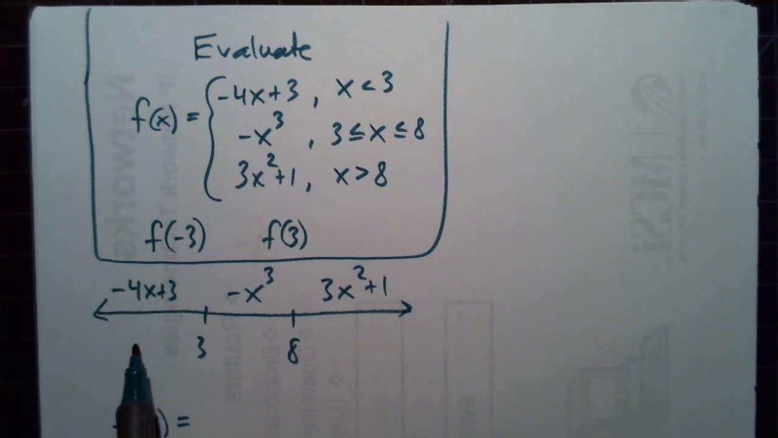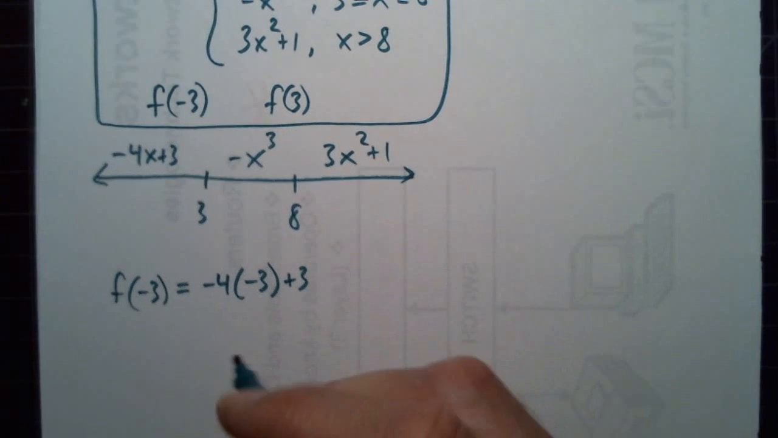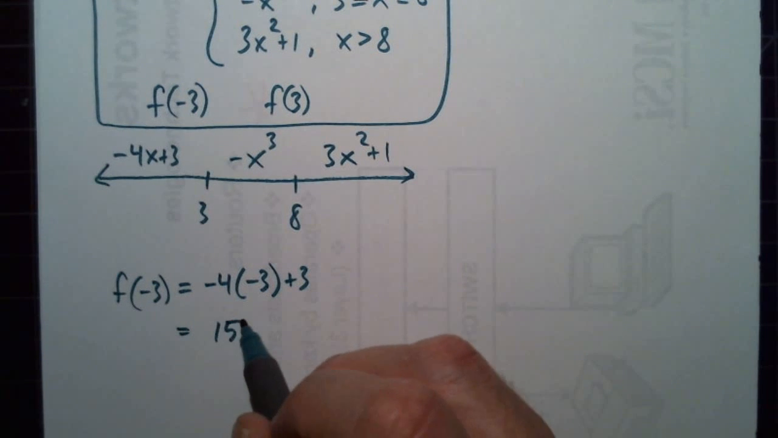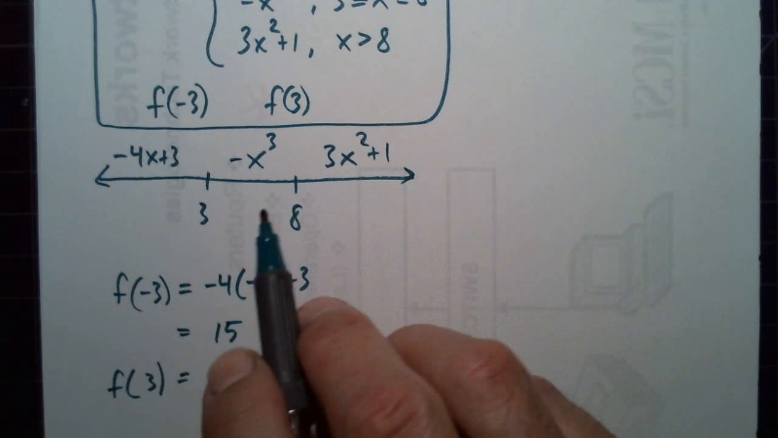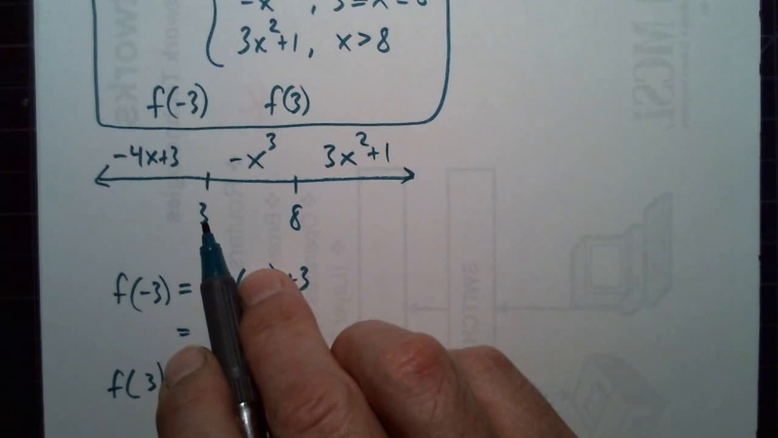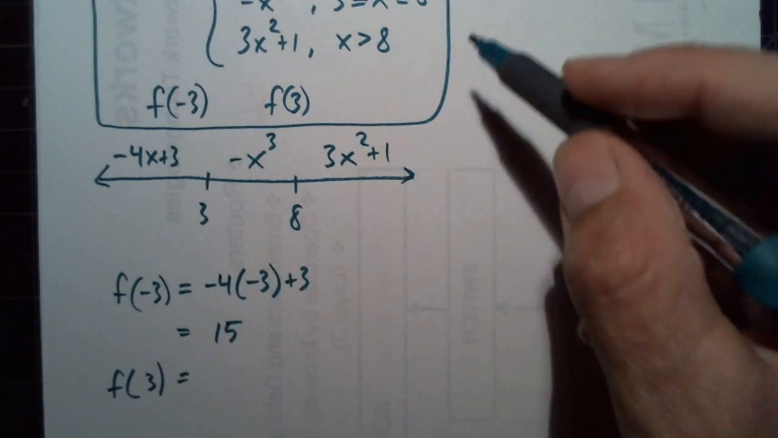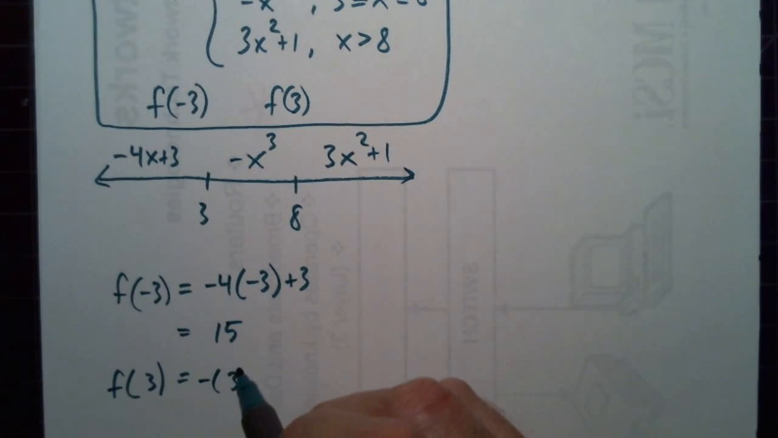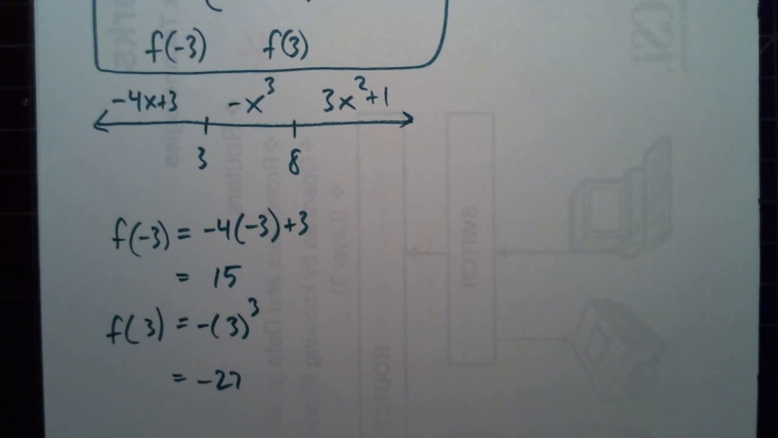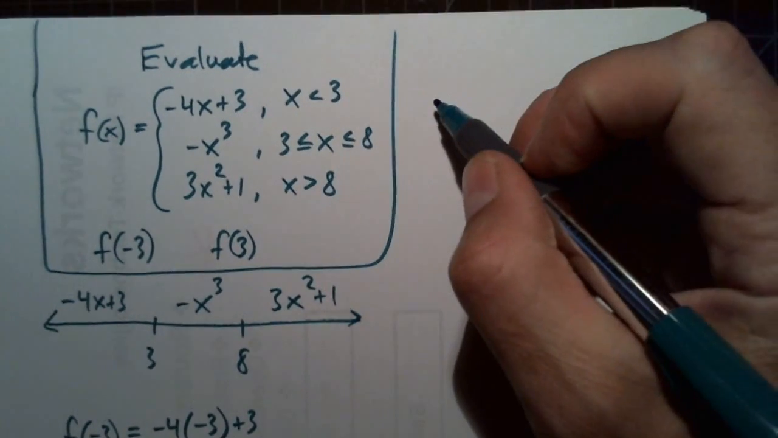That'll tell us which function or which piece to use. So negative 3 is over here. That means we use this piece. And we're going to have 12 plus 3 is 15. And then we have f of 3. Oh, it's right between them. So we have to look at which piece it will be in based on this. This says if x is equal to 3, we use that. So that'll be negative 27. All right. Let's do one more.